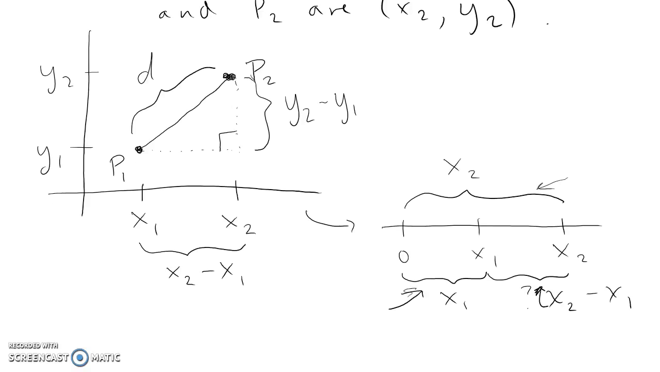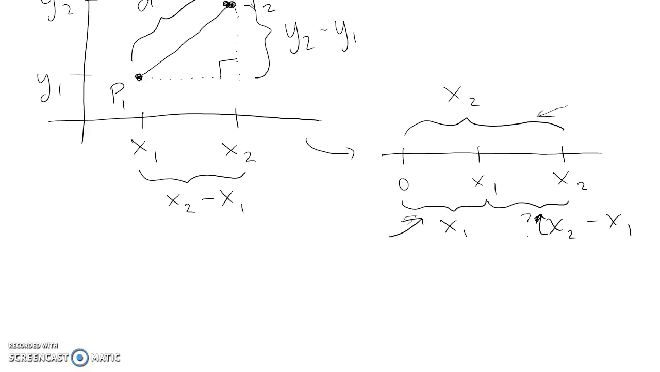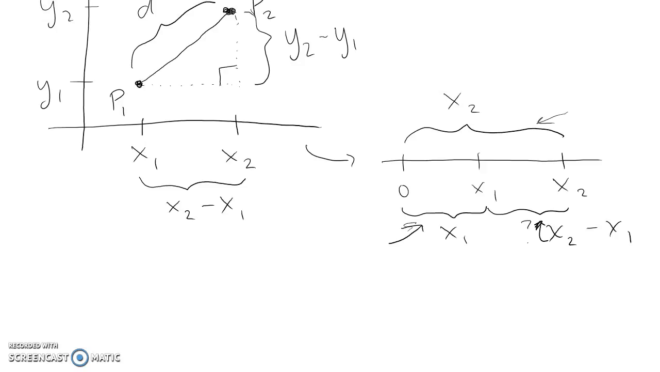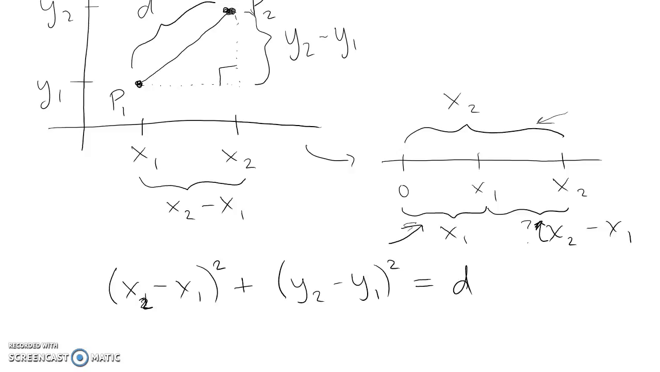Now let's take a look at our friend the Pythagorean theorem. The Pythagorean theorem tells us that if we take the sum of the squares of the 2 legs, we get the square of the hypotenuse. So we have one leg, which is x2 minus x1 long. We'll square that. We'll add it to y2 minus y1, which is the length of the other leg, squared, and that will equal our hypotenuse, which is d squared.